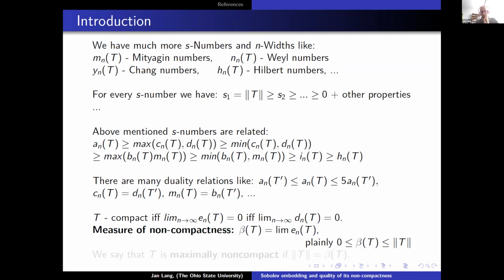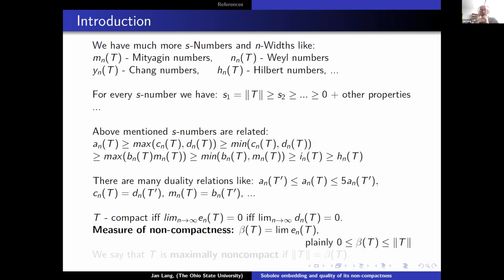When our map T is compact, that is going to happen if and only if entropy numbers go to 0, and also if Kolmogorov numbers go to 0. These are nice conditions which tell us when the mapping is compact and when it's non-compact. Also, these entropy numbers and their limit are used for measuring the quality of non-compactness. I'm going to say that the limit of those entropy numbers, which I'm labeling beta T, is what I'm going to call the measure of non-compactness.